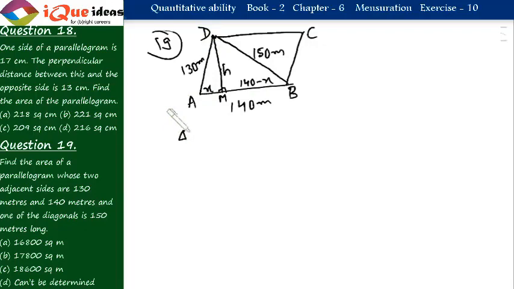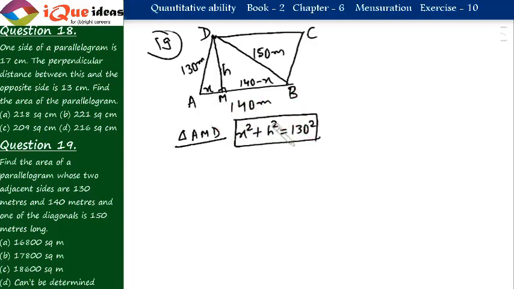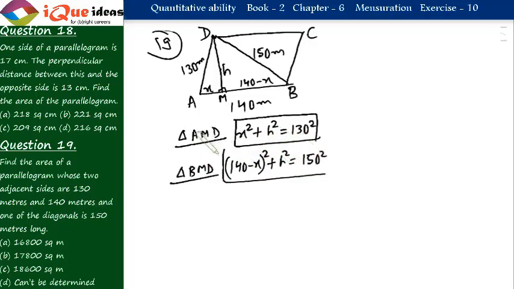Now from triangle AMD, this is a right angle triangle. As you can see from triangle AMD, AM is x, DM is h, right? So x square plus h square is equal to 130 square. This is one equation. Similarly, if you look at the other triangle, triangle BMD, we have 140 minus x whole square plus h square is equal to 150 square. So this is the other equation, right?